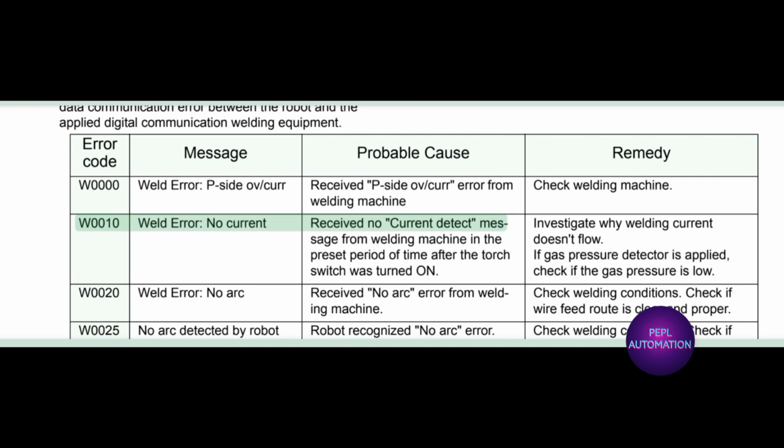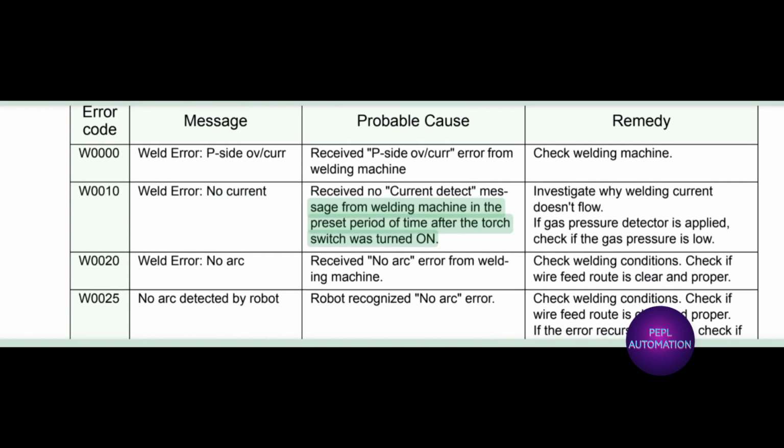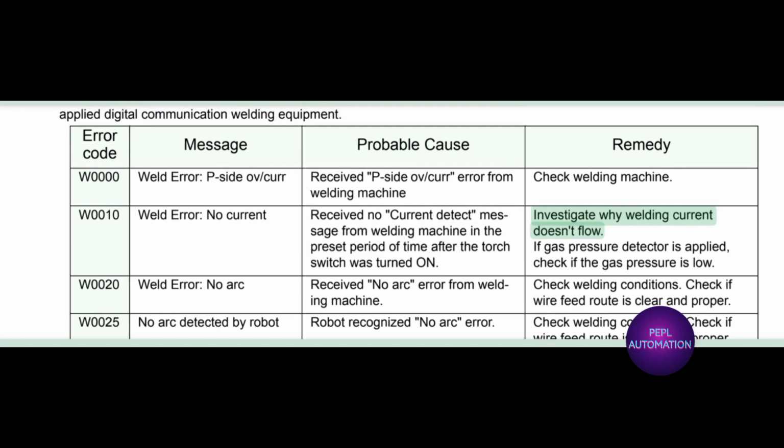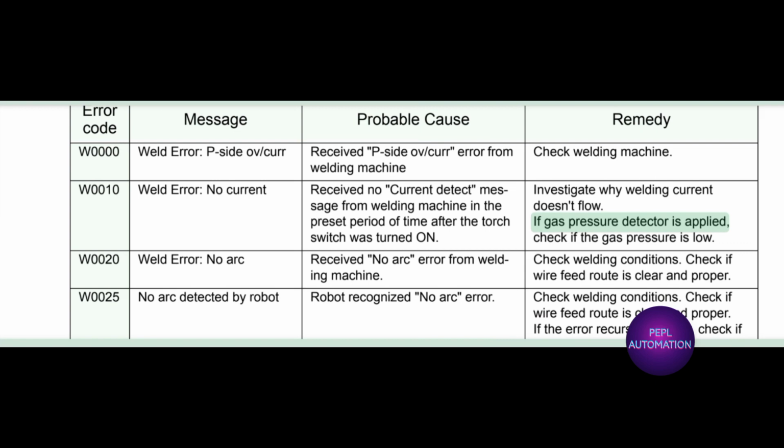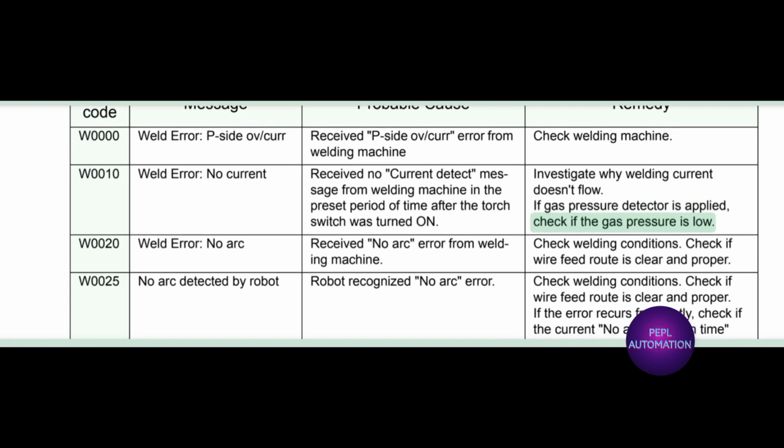W0010, weld error, no current received. No current detect message from welding machine in the preset period of time after the torch switch was turned on. Investigate why welding current doesn't flow. If gas pressure detector is applied, check if the gas pressure is low.